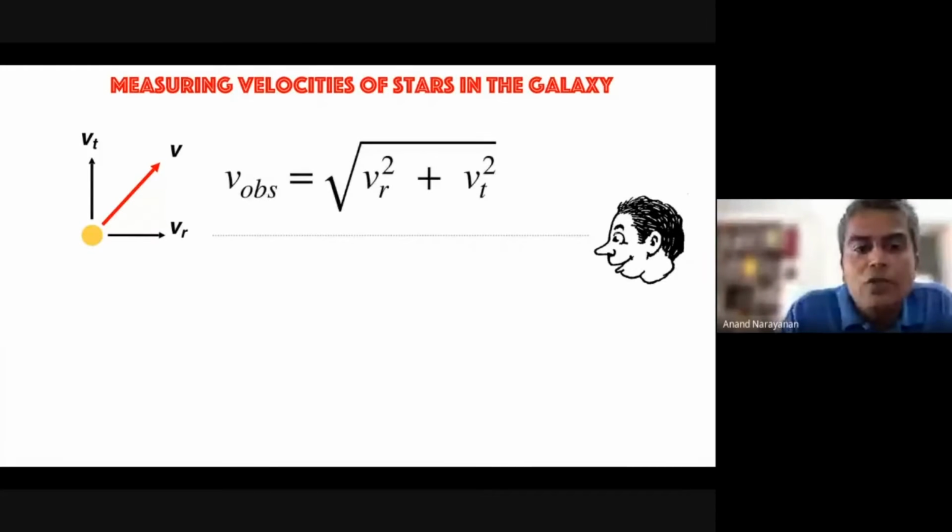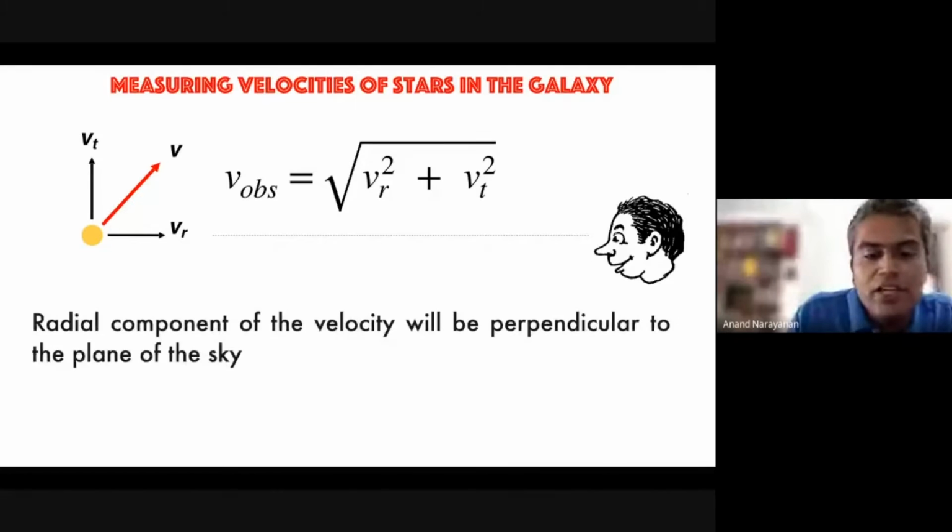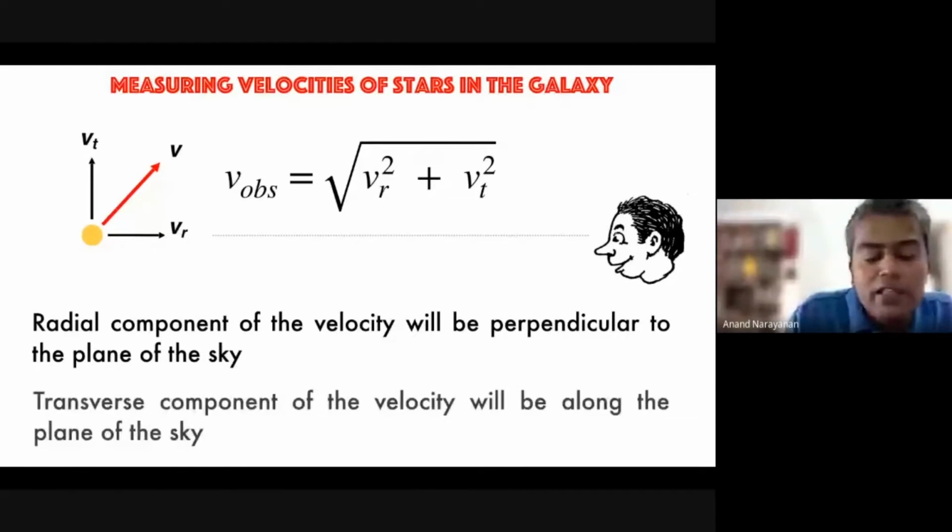So the actual velocity of the star will be the square root of the sum of the squares, the quadrature sum of these two velocities. And so if you can measure the radial velocity and the transverse velocity of stars, then we can measure its actual velocity. The radial component of velocity will be perpendicular to the plane of the sky, which means it will be towards us or away from us. The transverse component of the velocity will be along the plane of the sky, resulting in a change in position of the star over long periods of time.